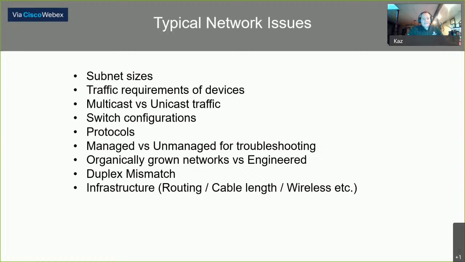So subnet sizes is one of the typical things that I see, where people tend to just add more and more devices on one big flat network. So you may see 2, 3, 4, 500 devices, thousands of devices on one big long flat network, all on the same network. And what happens is each of these devices is chatty, and everything is chatty on a network.